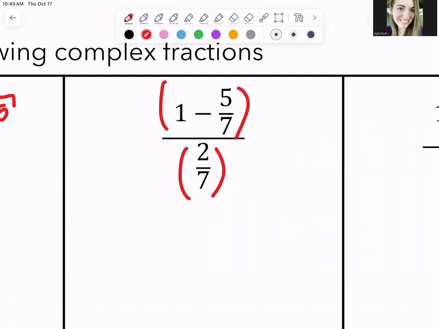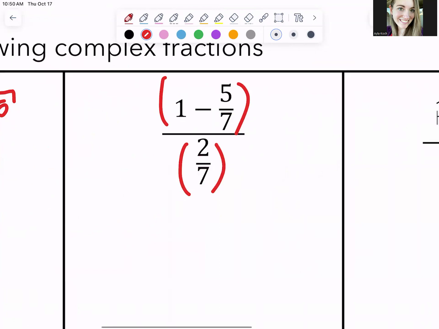All right, here. There's a 7 on top and bottom in the denominator. Multiply by 7. Distribute.